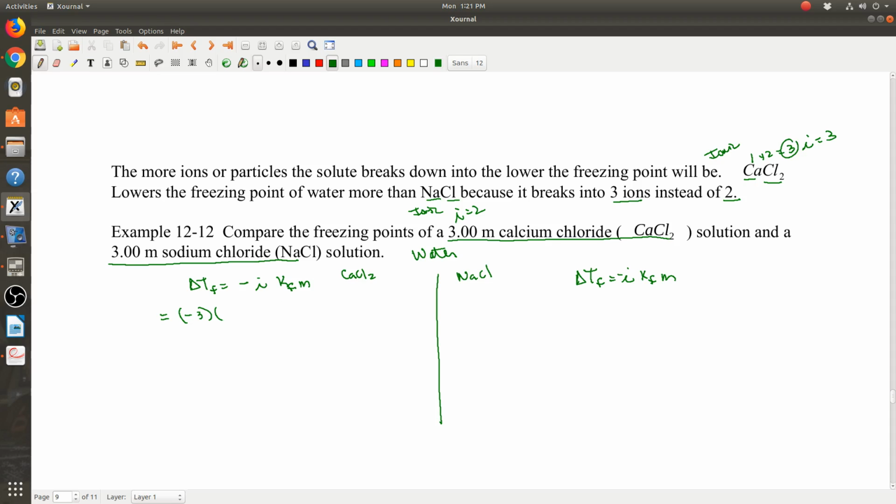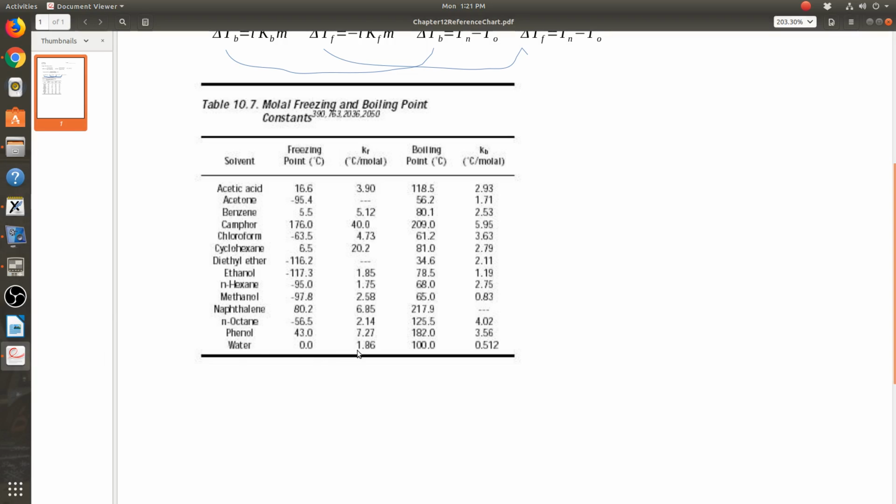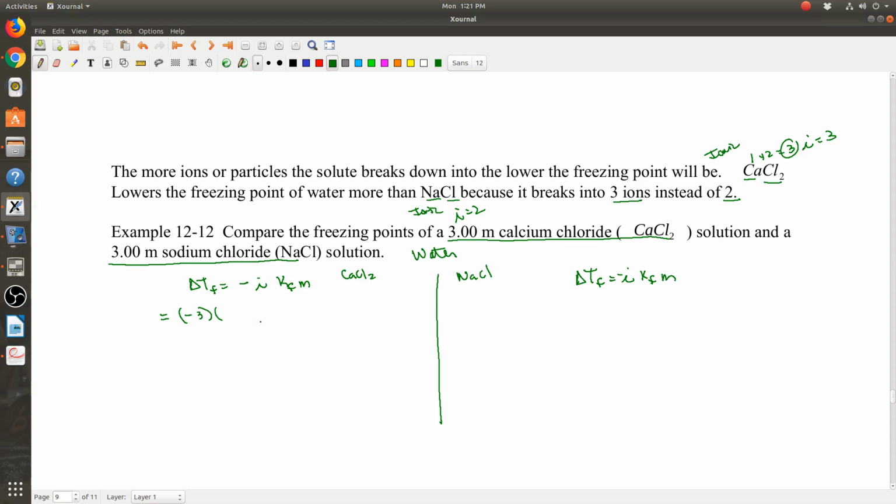The K sub F for water, I have to go look that up. Water, K sub F is 1.86. That's for freezing point, 1.86 degrees Celsius per molal. And it told me the molality too. It's 3 molal. So the molality for both of these is the same. I'm going to set it up over here.